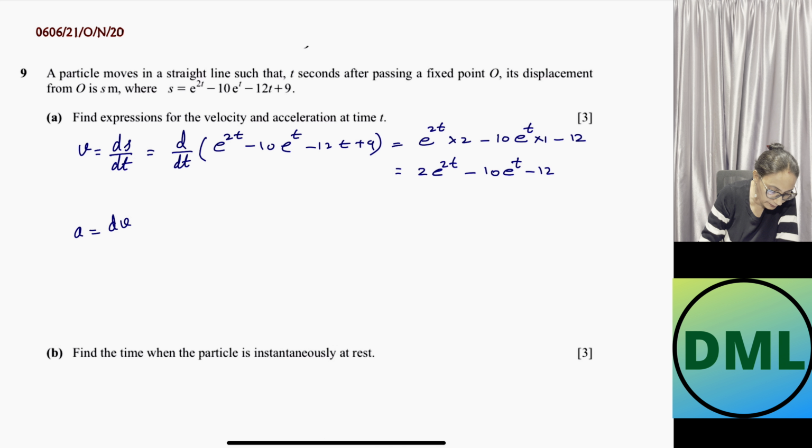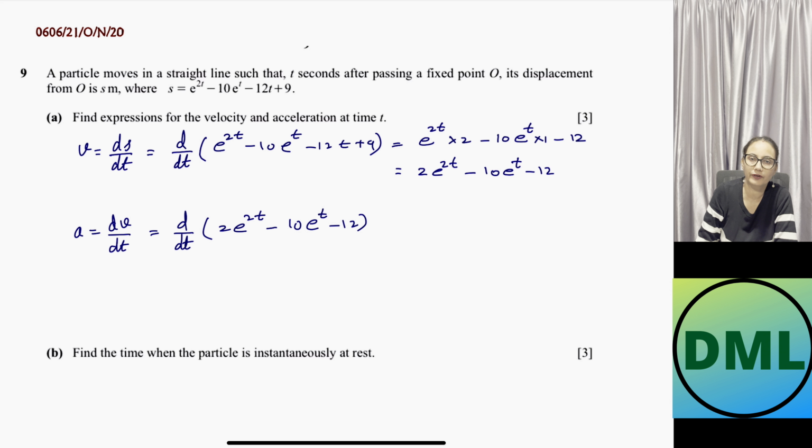Let's find out the acceleration now. Acceleration is dv by dt, the differentiation of velocity. We already calculated the velocity. Let's write down the velocity here: 2 e to the power 2t minus 10 e to the power t minus 12. I need to differentiate this function.